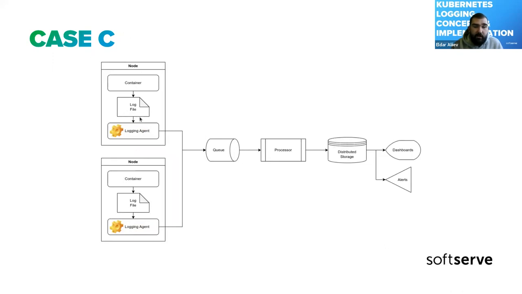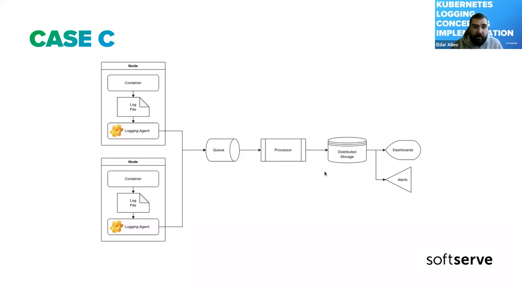For these cases, the logging agents will push the logs to some kind of queue. The queue could be, for example, Redis or Apache Kafka, or AWS Kinesis, or Google Cloud PubSub, etc. And some limited amount of processor instances will grab the data from this queue, do some kind of processing, and send it again to some kind of storage. But in this case, it's presented as a distributed storage.